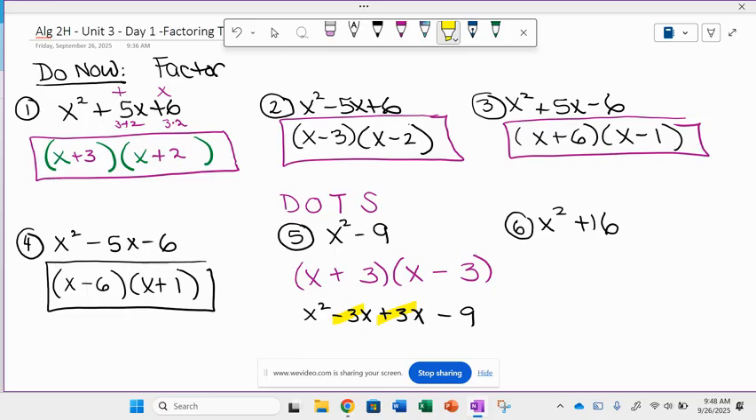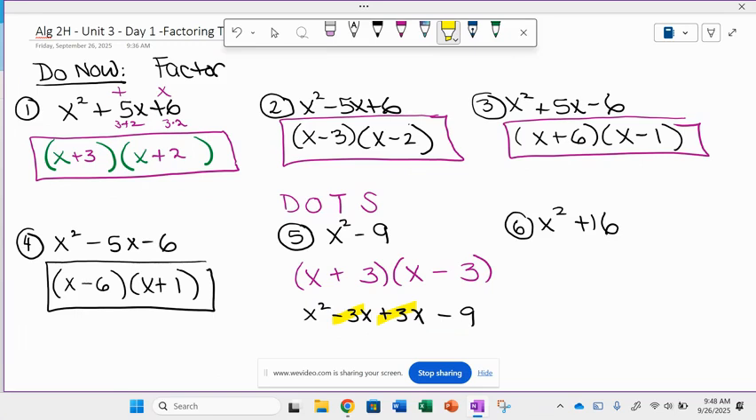Good. Difference of two perfect squares. What does difference mean, Charlie? Subtraction. So in order for it to be a DOTS, you need two perfect squares and a subtraction sign.